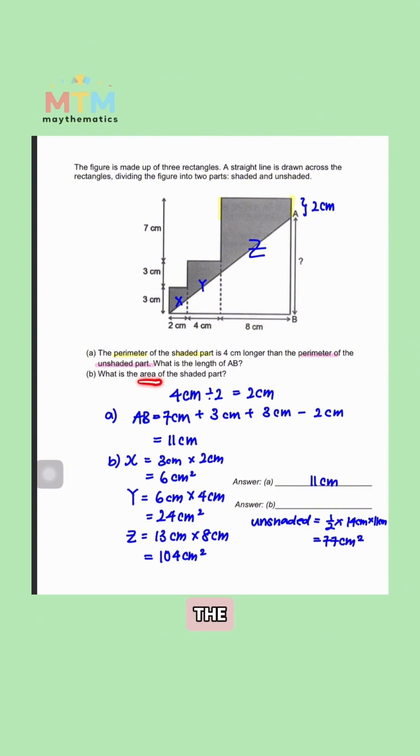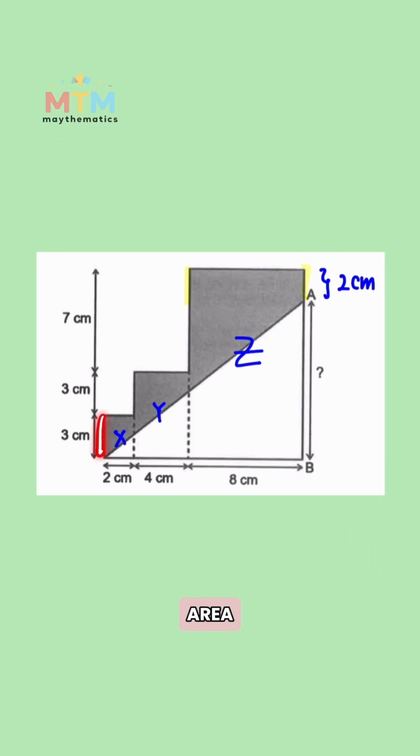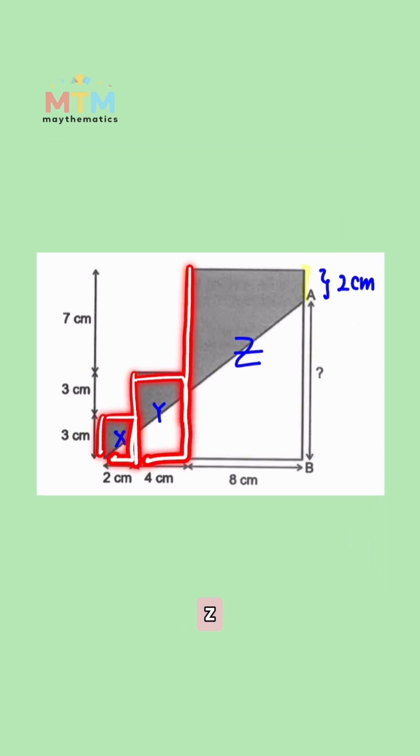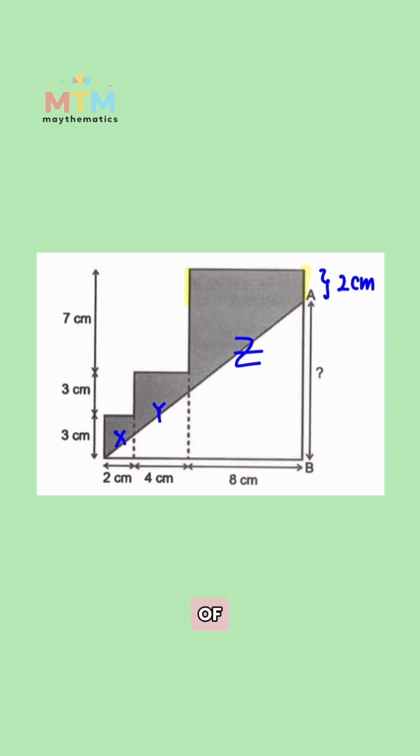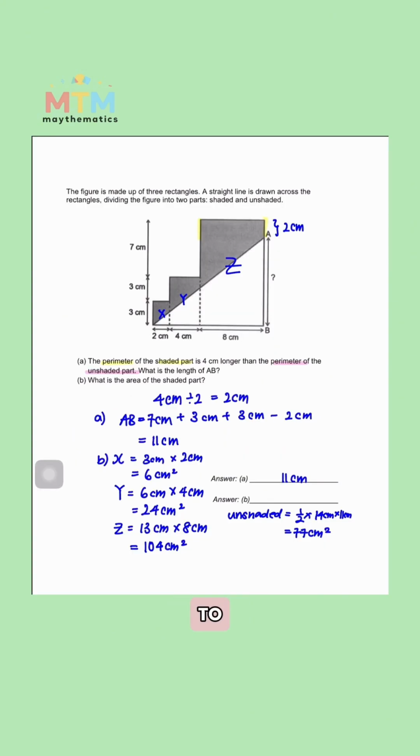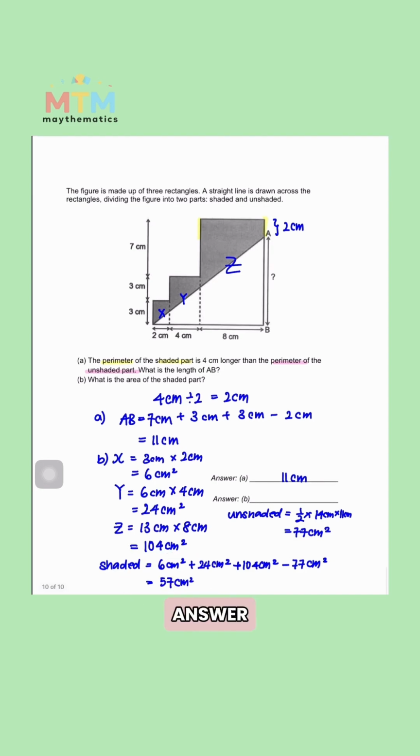So this comes to the final part. To find the area of the shaded part, we take the total area of X, Y, and Z and remove the area of the triangle. And this will give us the area of the shaded. And hence, to find the area of the shaded, we have 6 cm squared plus 24 cm squared plus 104 cm squared minus 77 cm squared. And this will give us 57 cm squared. So part B's answer will be 57 cm squared.